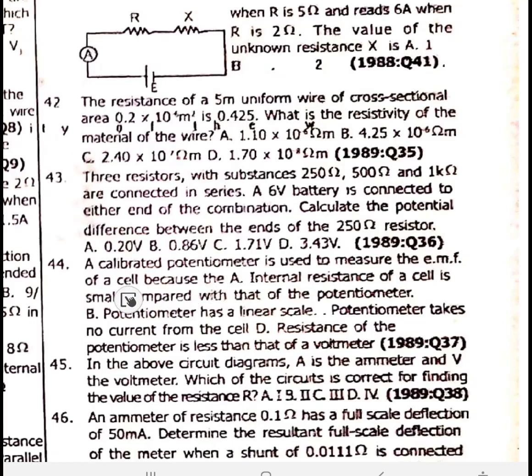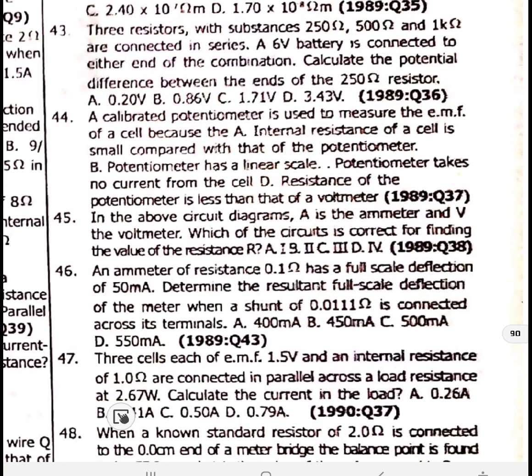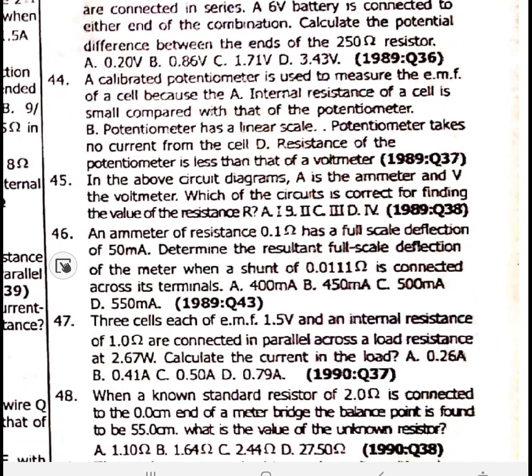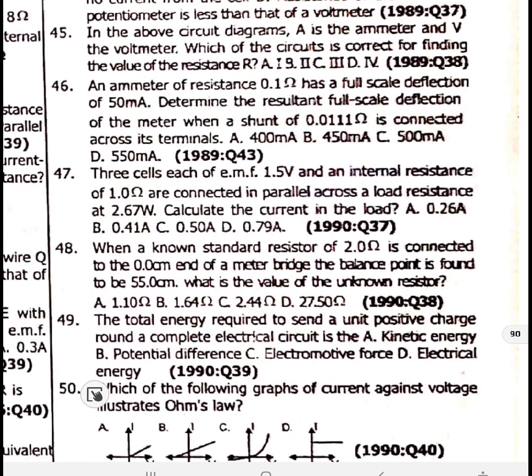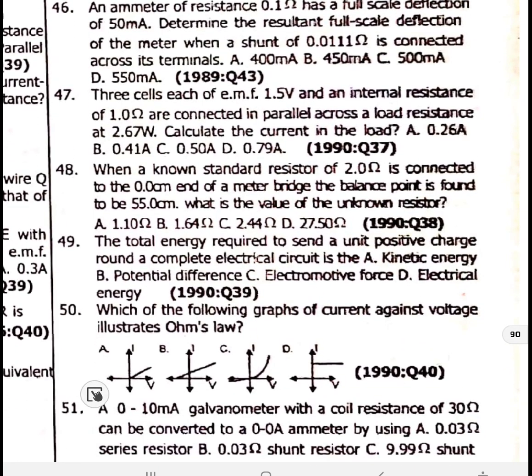So 44 is option, let me see which of them. B, potentiometer takes no current. Option C, it takes no current. Potentiometer takes no current. In the above circuit, wasn't given 45, 46, 47, 50.